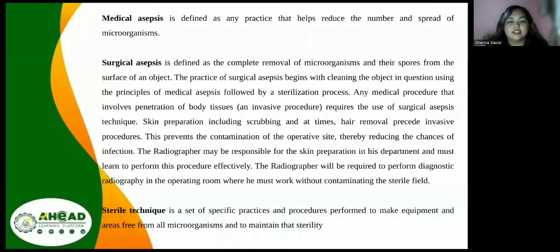Surgical radiography. Medical asepsis is defined as any practice that helps reduce the number and spread of microorganisms.